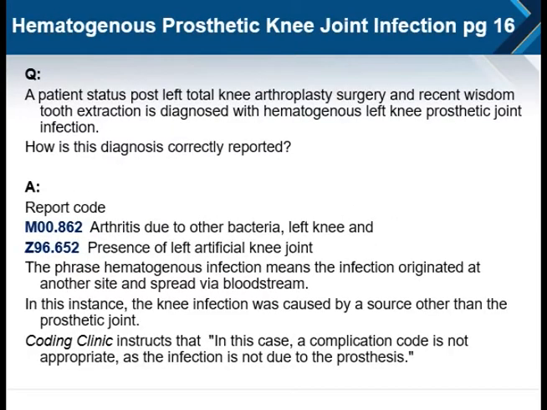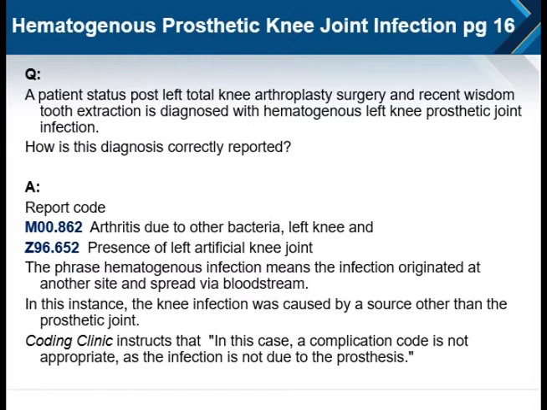Our second device-related coding clinic question and answer is very interesting and possibly a bit controversial. It's titled Hematogenous Prosthetic Knee Joint Infection. The phrase hematogenous infection means the infection originated at another site and spread to this location in the body via the bloodstream. Our question is, a patient status post a left total knee arthroplasty and recent wisdom tooth extraction is diagnosed with a hematogenous left knee prosthetic joint infection.